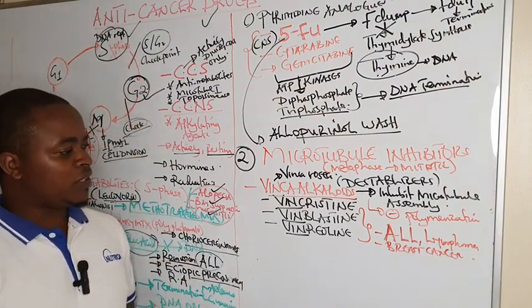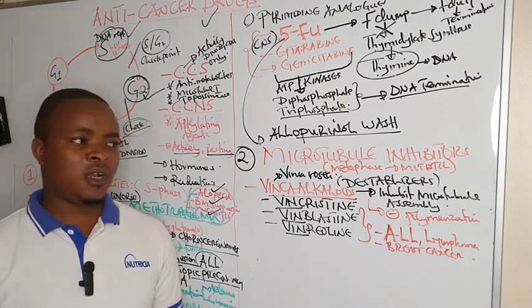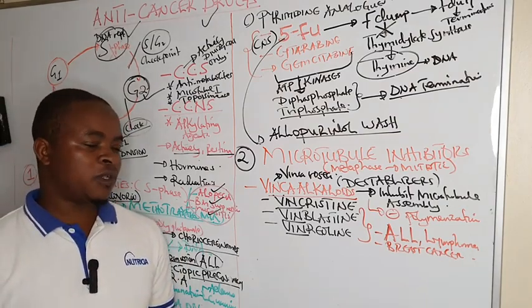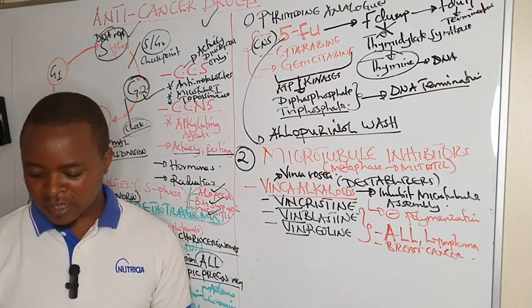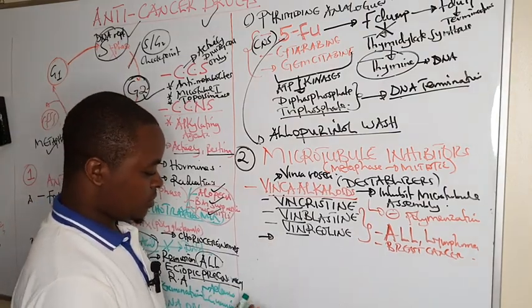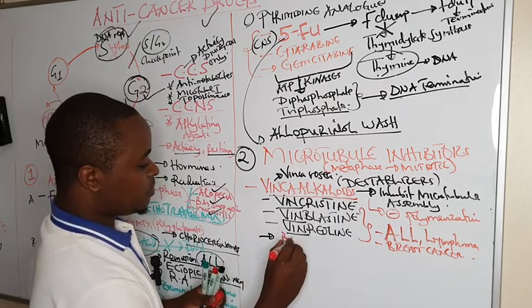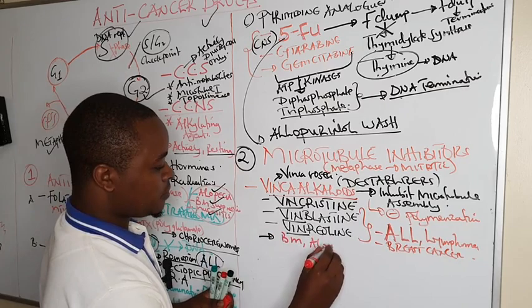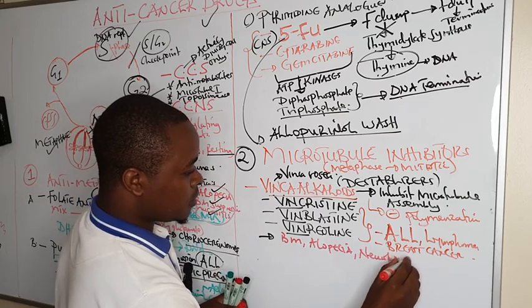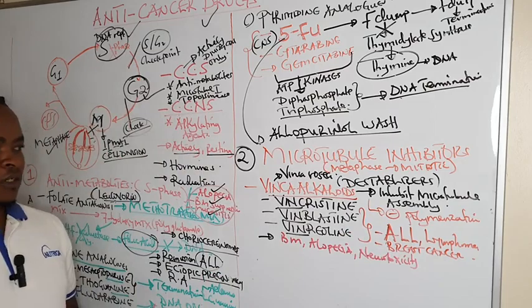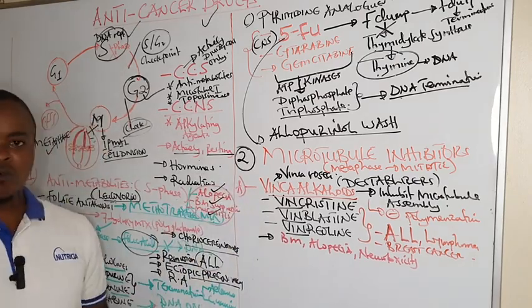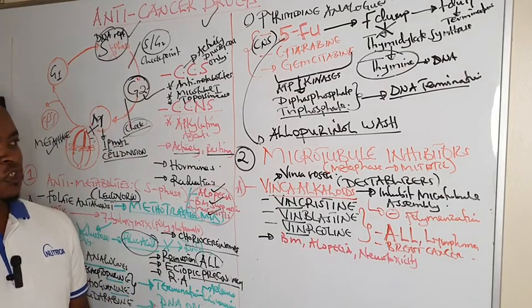Their major side effects: they can cause alopecia, bone marrow suppression, and they can also lead to neurotoxicity. Those are some of the side effects of these drugs. So these are the vinca alkaloids, which are one category of the microtubule inhibitors.